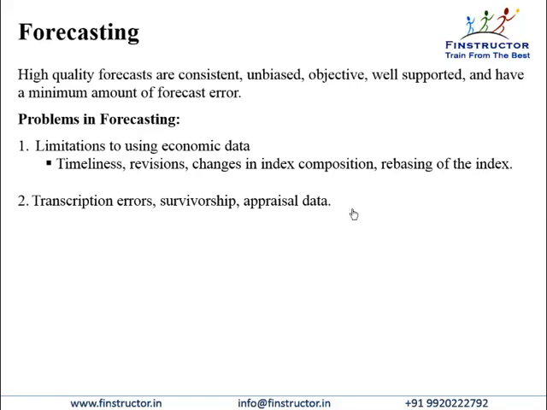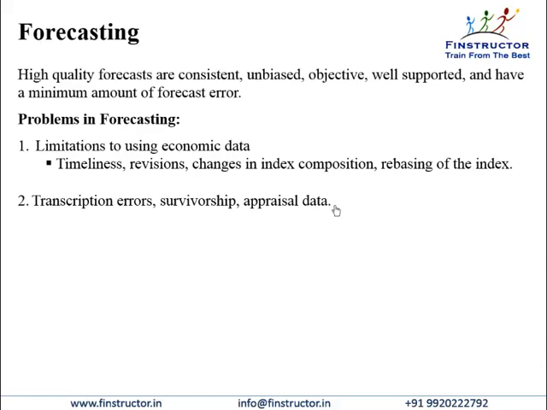So we studied these concepts in brief at Level 2, we'll just quickly revise. Transcription error is just a mistake in taking it down. So somebody said 10.0 and you noted down 100.0. Survivorship is that only the survivors are coming into our analysis, hence our returns are biased upwards.